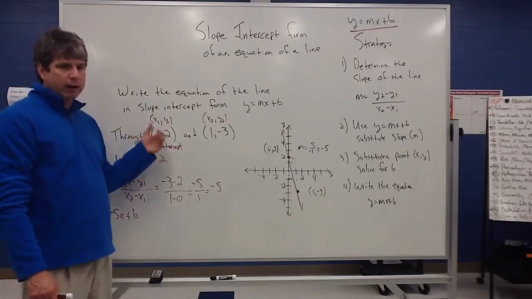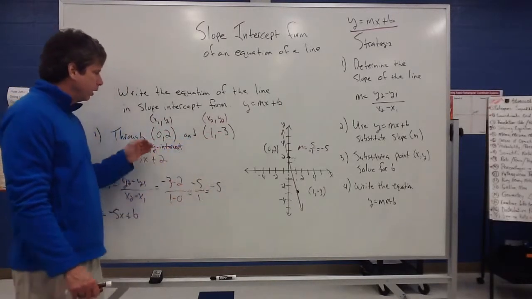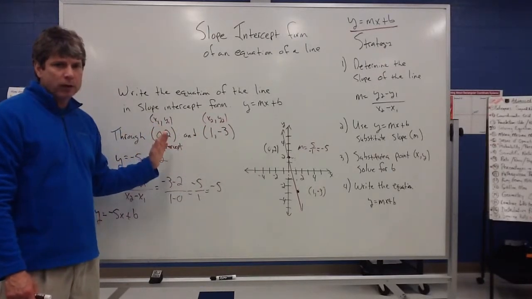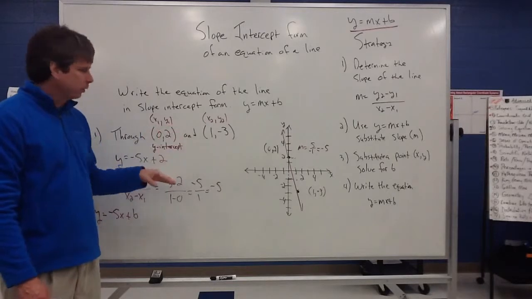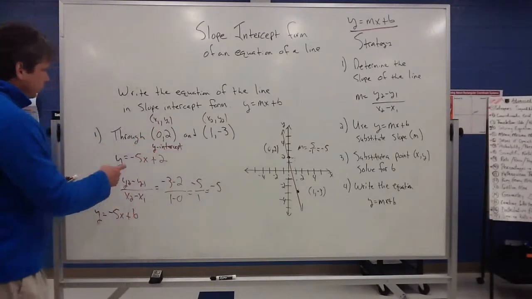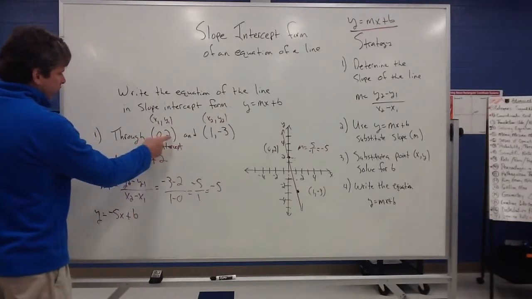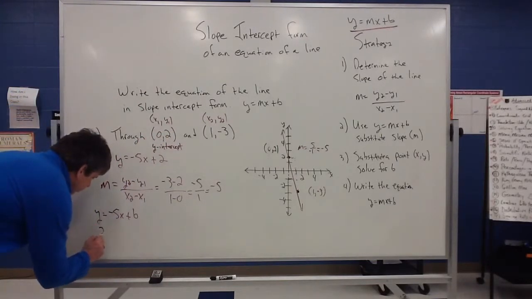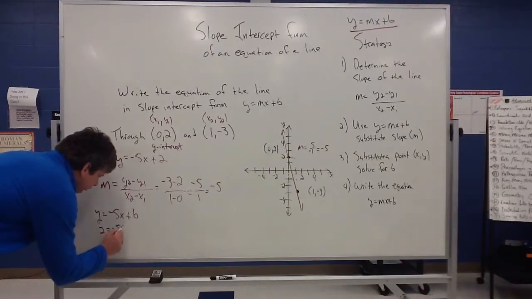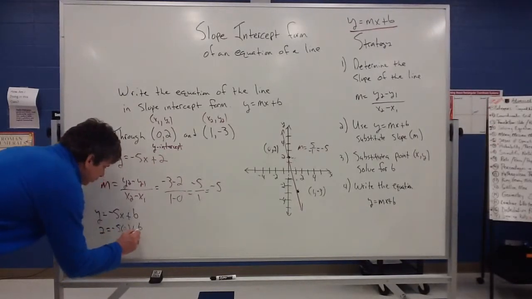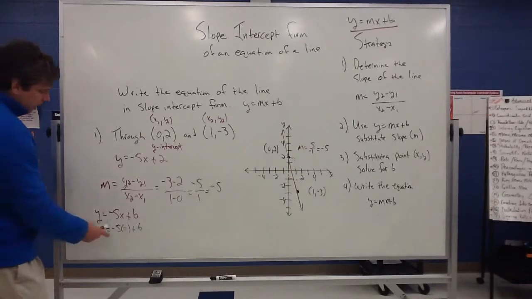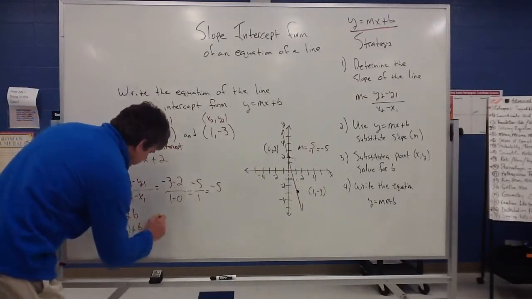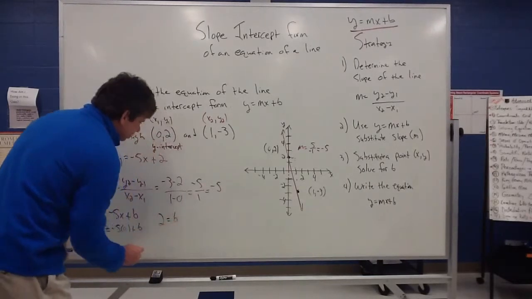(0, 2) looks like an easier point to deal with than (1, -3). It doesn't matter which point I choose. I want to choose the path of least resistance. I want to choose the one that has the easiest looking numbers. So what this tells me I can do is substitute 0 in for x, and I can substitute 2 in for y. So 2 goes in for y, and 0 goes in for x, and that enables me to solve for b. Now to solve for b, we know that negative 5 times 0 is 0, so what I end up with then is 2 is equal to b.